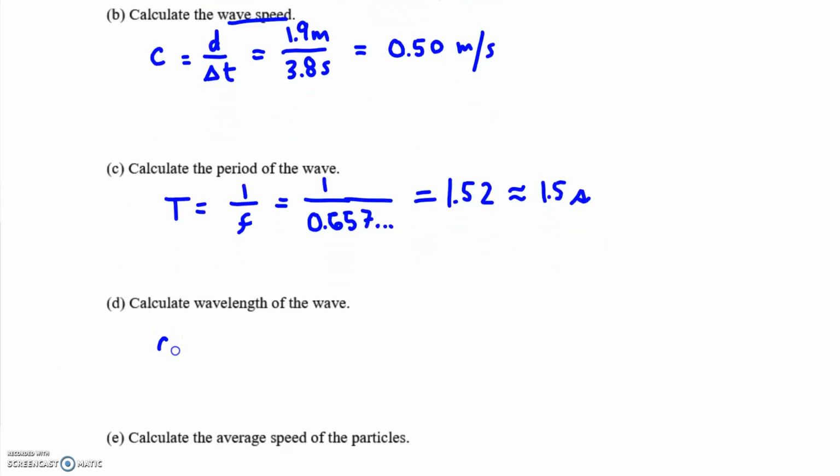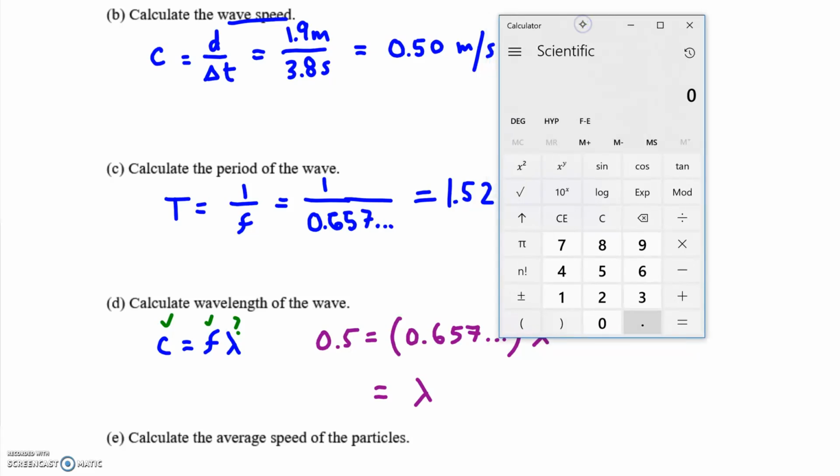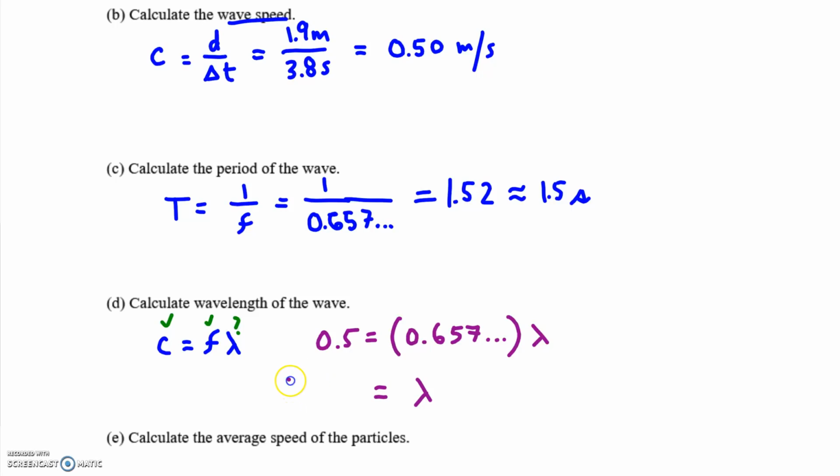Calculate the wavelength. Well, now we can use this formula. This is the only formula with wavelength. We know c, we know frequency. Speed, again, is 0.5. Frequency we know from above. It's that unrounded value, 0.657. And when you calculate lambda, this I believe is 0.76. That's the distance of the wave, so it's measured in meters. It's the length of one cycle.